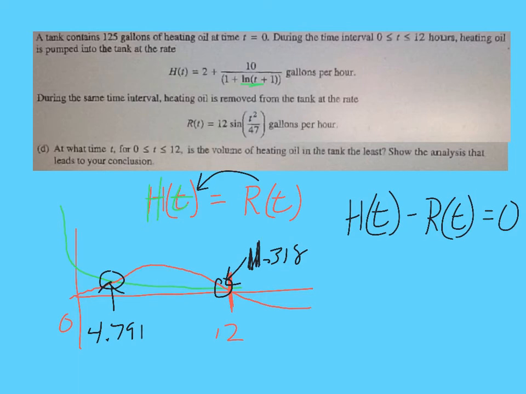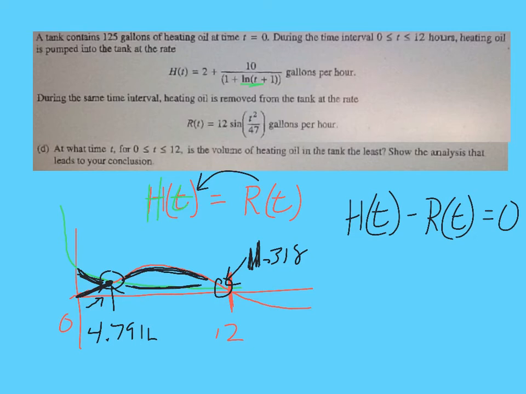So this is more analysis of what is going on here. If we look at this first point here, up until 4.791 hours, we have more being added than being taken out. So the level is actually rising up until this point. Now at this point we're starting to take away more than we are adding. So now the level is going down.